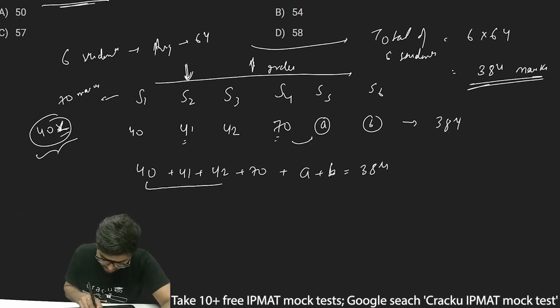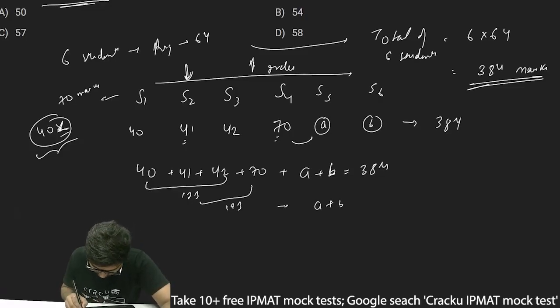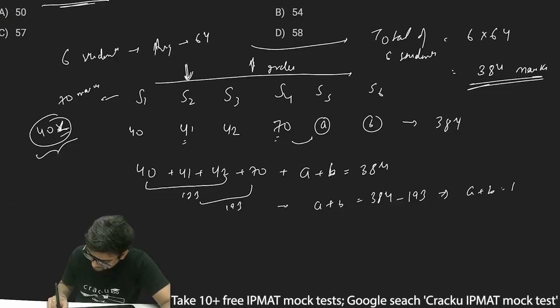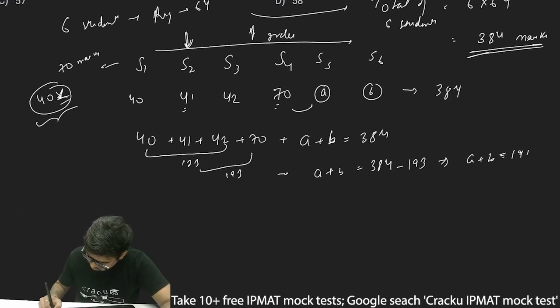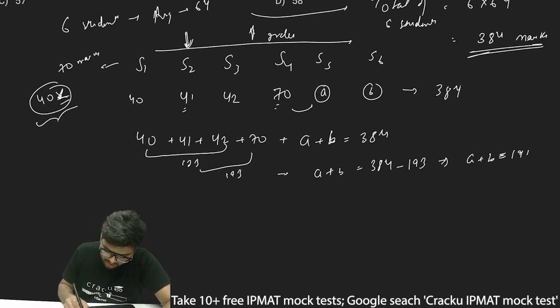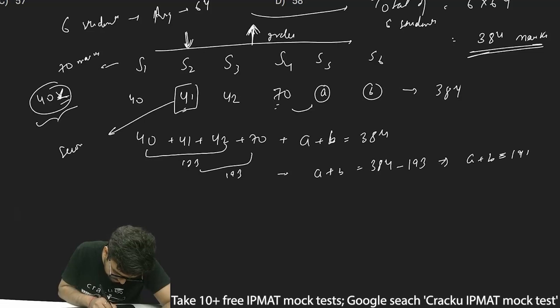Now, 40 plus 41 plus 42 is 123, and plus 70, this is 193. So A plus B is 384 minus 193, which is 191. A plus B is 191. Now, if I am assuming that this is in increasing order, this will be my second lowest, which is 41.